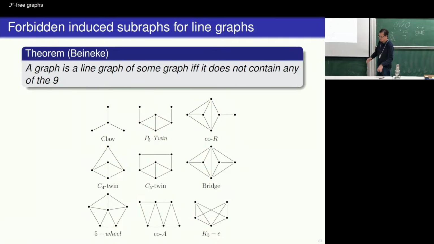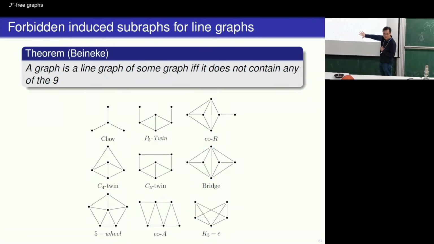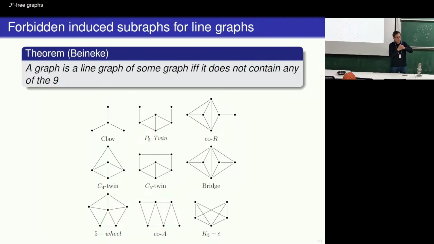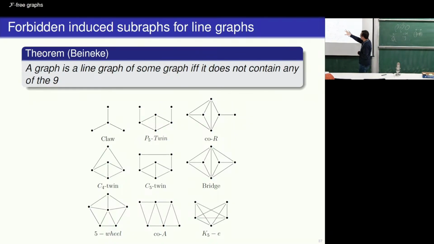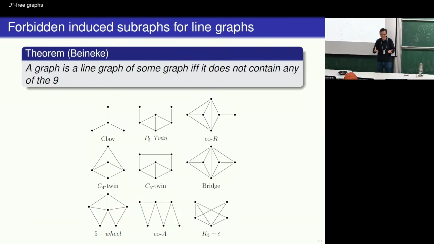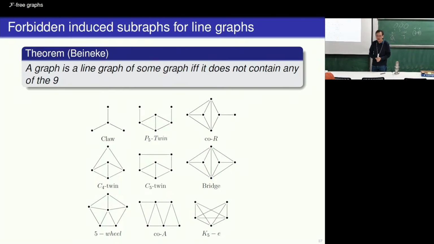So think about our problem. We forbid claw. If we forbid K5 minus e, we know how to color it. Then you can look at this list. You can say, okay, maybe I can play this game. I just look at each graph, I forbid one and see if I can solve it. Right? And why would I do that?